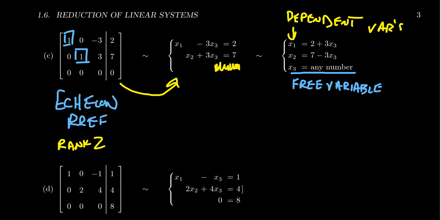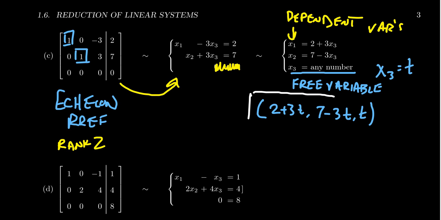And so let's say specifically, x3, if we give it some arbitrary real number, we'll call it t. Then the other parts of the solution are determined by this. If x3 is assigned the number t, then x1 will just be 2 plus 3t. And x2 will be 7 minus 3t. And then, like I said, x3 is just t itself. And so the solution, there's actually multiple solutions here, right? We have multiple solutions.